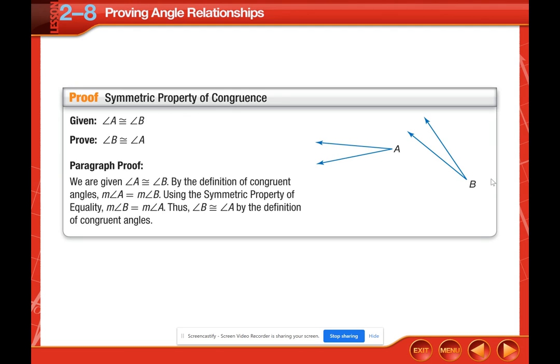We are given that angle A is congruent to angle B. That's that given. Next, we need to state our reasoning behind the next statements. By the definition of congruent angles, their measures are equal. Measure of angle A is equal to measure of angle B. We can then use the symmetric property of equality to flip that around. The measure of angle B equals measure of angle A. And we know that angle B is congruent to angle A by the definition of congruent angles.